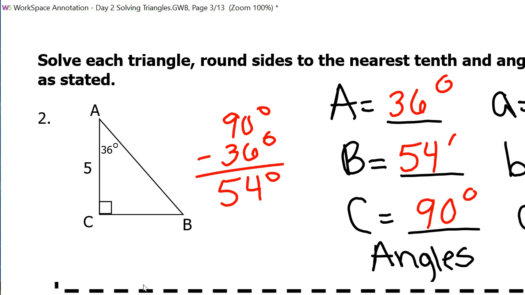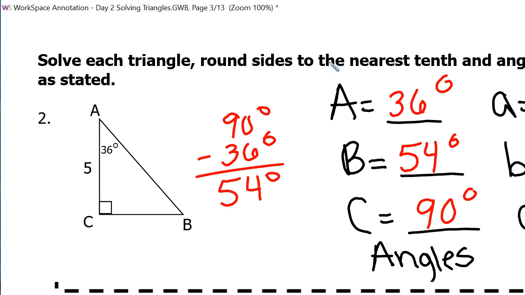So we have all three angles. Now we need three more answers. This 5, is that for side A, B, or C? B. Yeah, it's the side opposite of angle B. So for side B, we'll put a 5.